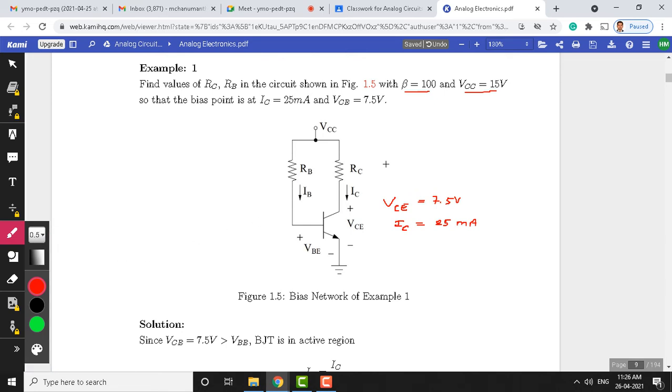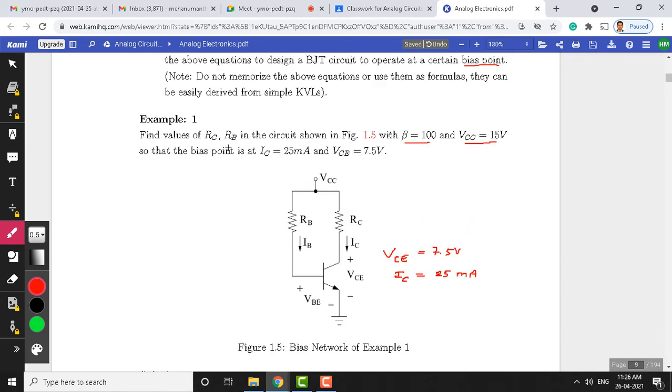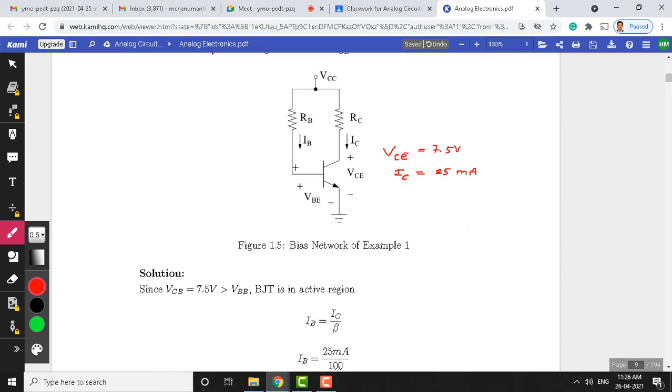All right. Okay, so with that let us see whether we are able to find these values of RC and RB or not. Let us see now whether the BJT is operating in the active region or not, that we can find out. The condition for that is VCE must be greater than VBE. So, you can see in this case VCE is given as 7.5 volts.